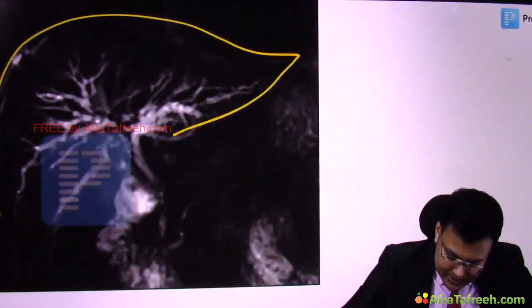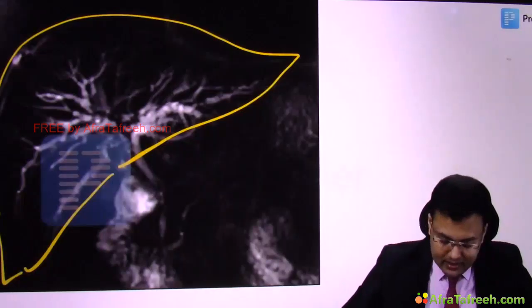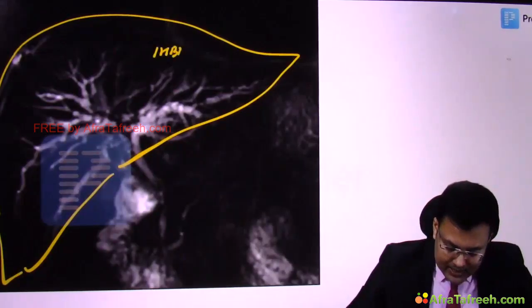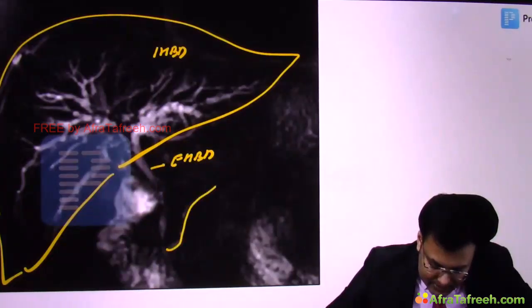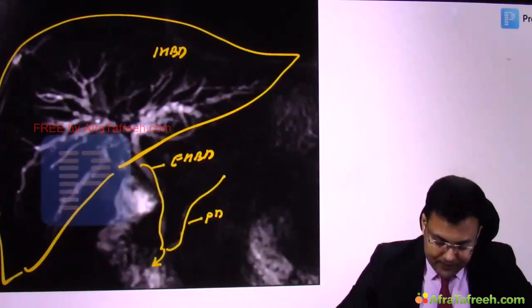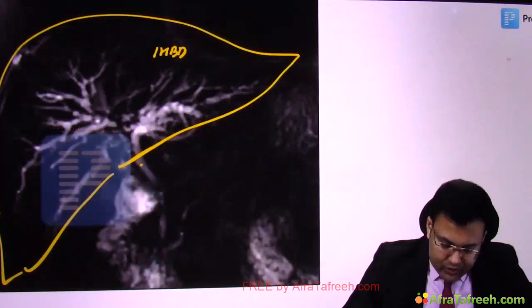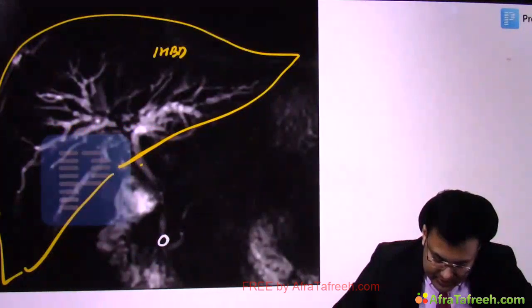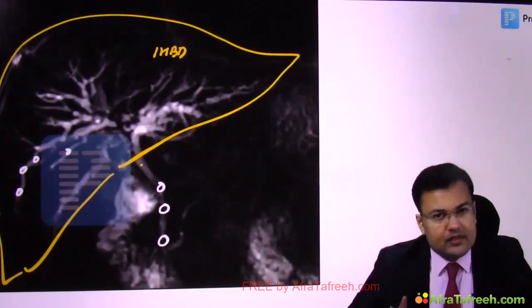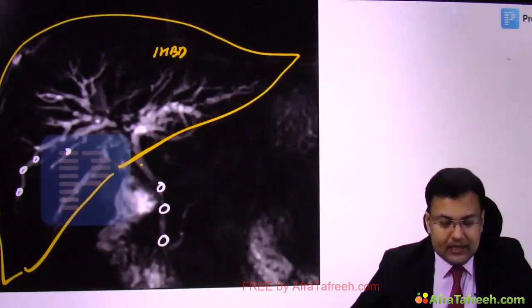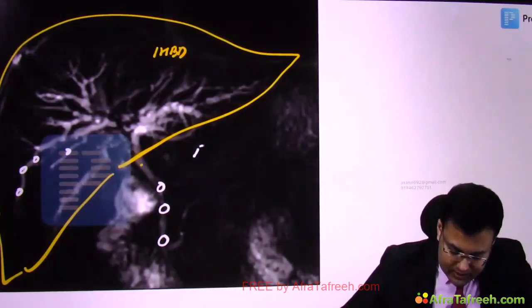So here also you can see that this is the basic liver outline, right? This is the intrahepatic bile duct and this is the extrahepatic bile duct, right? Now see, this is the pancreatic duct, and this is the bile duct, and it's going to enter the duodenum. So now you can see easily. Here there are multiple strictures involving both the intrahepatic and extrahepatic bile duct. It means this is a case of primary sclerosing cholangitis.